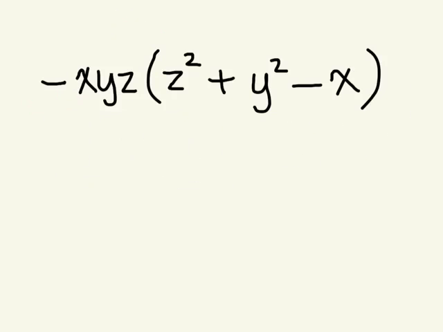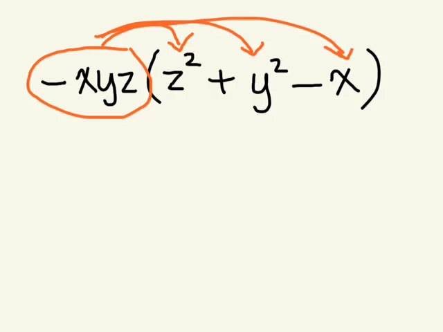Next we have negative x, y, z times z squared plus y squared minus x. So this term needs to be multiplied by each term inside the bracket, right? Well, do you notice any similarities between the term outside the bracket and the first term inside the bracket? Do you notice anything in common? So they both have z, okay? And I know this is z to the power of 1 because there's no number there. So I'm multiplying a negative by a positive. So let's start with the sign. A negative times a positive is a negative.